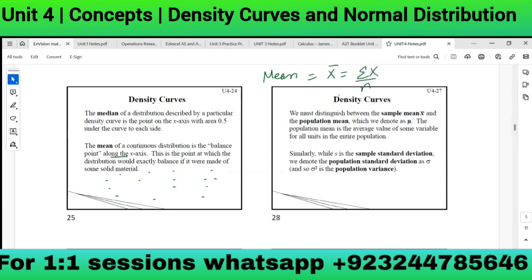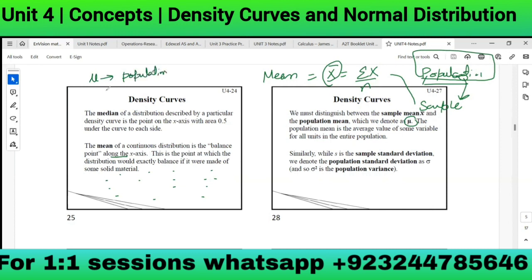So now what is the difference if we have a population and we have a sample? These are two different things. What is a population? Population is the entire thing, that is, all units. A sample is a small set taken from the population. So for the sample, we denote the mean by x bar, but for the population, we denote it by mu. So if we say mu, it's the population mean. If we say x bar, it's the sample mean.